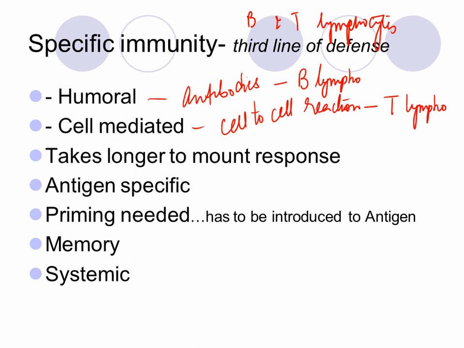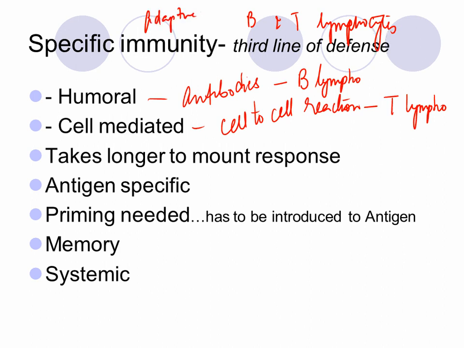Imagine you go to a party, you don't know anybody, and there's an introduction made. There's a little bit of time it takes for you to warm up to them. Same way with this, since the antigen first has to be introduced, then the cell has to react. So it takes time to mount the immune response. This specific immunity is also called adaptive immunity. This takes longer to mount an immune response.